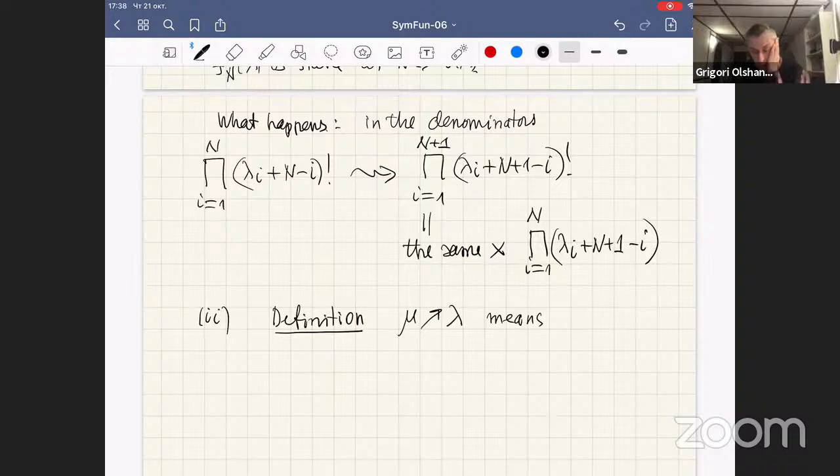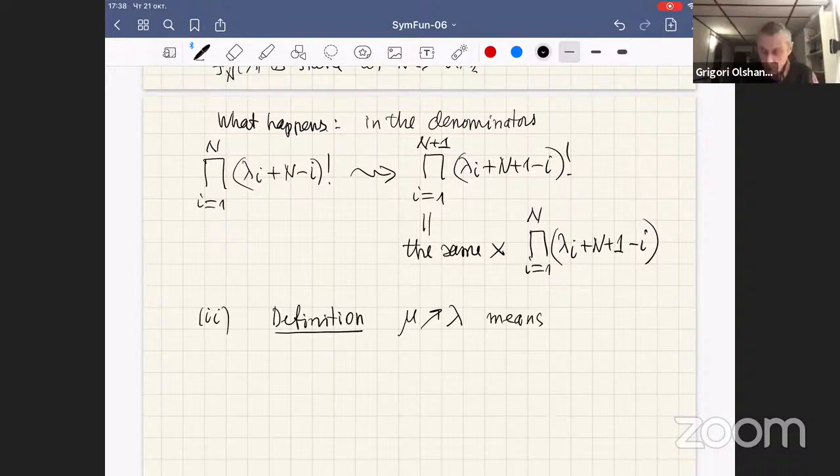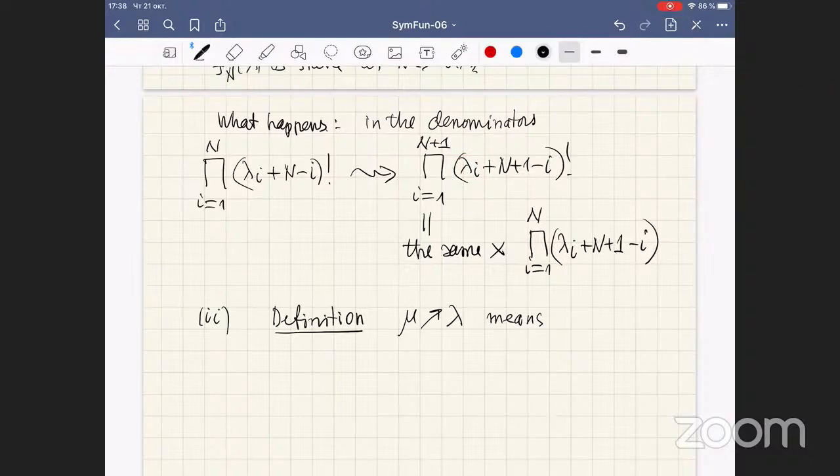He asks why the product does not go up to n plus 1, but only to n. Well, because there lambda n plus 1 will be 0, and n plus 1 cancels with i. That is what he is asking. So the factors here, I already tried to explain this. The last factor, which corresponds to the index i equal to n plus 1, is equal to 1. Okay, I understand. Thank you.